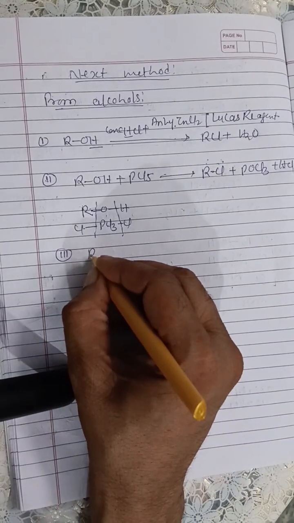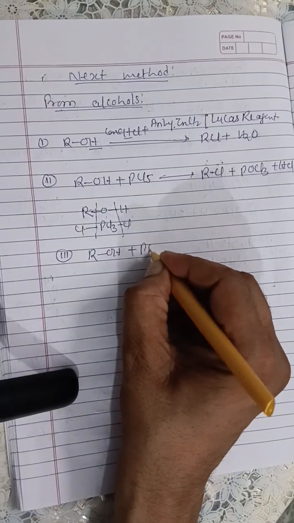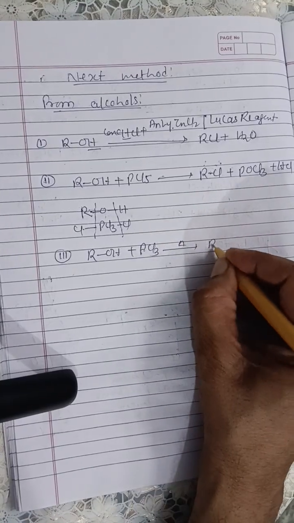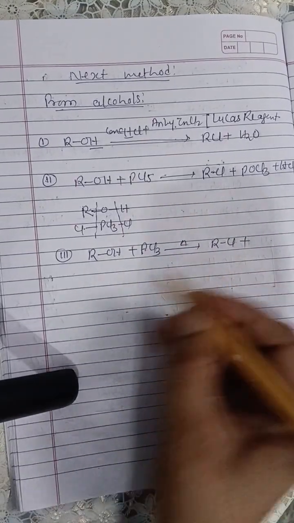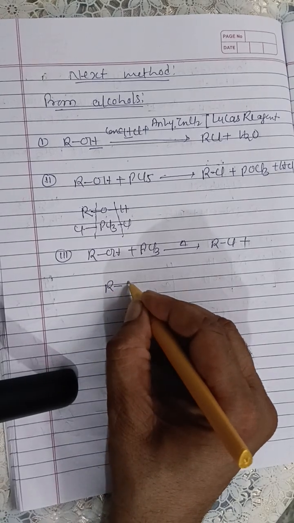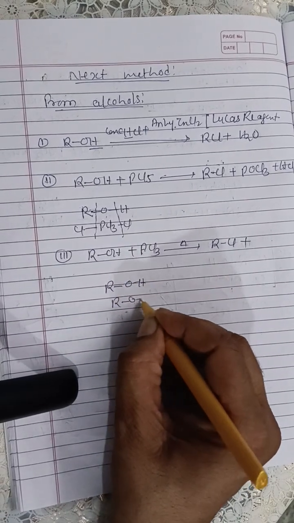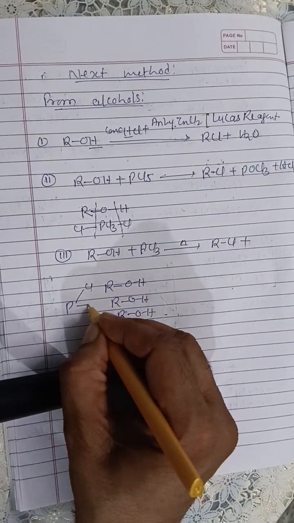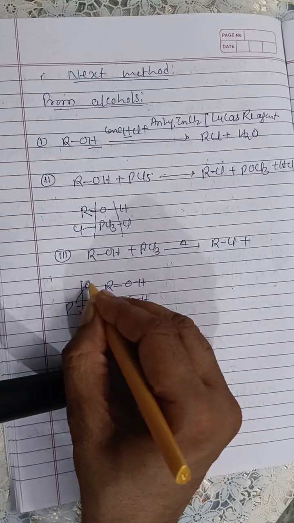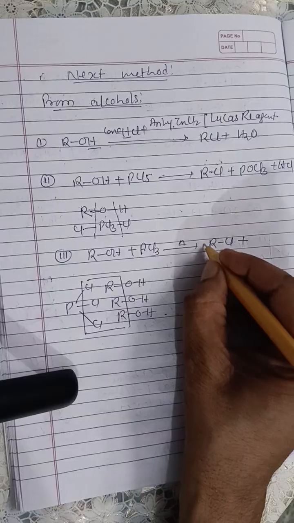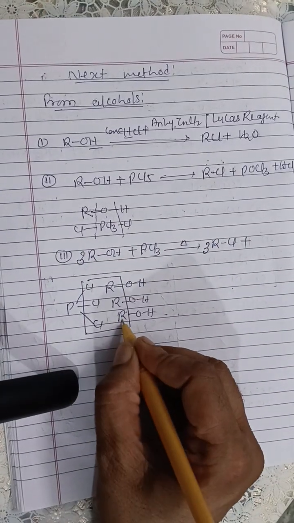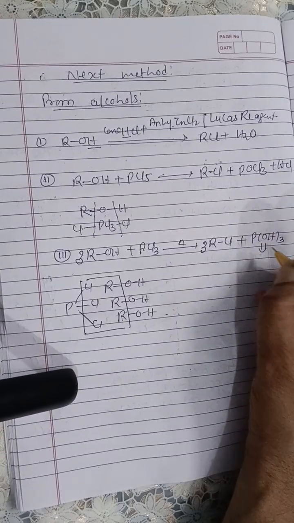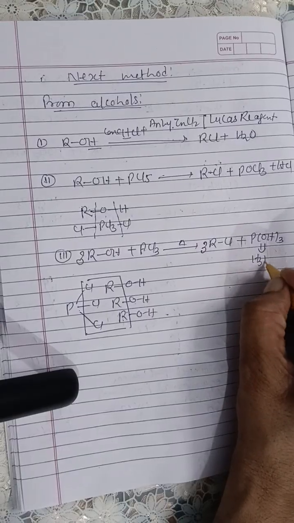Third is ROH plus PCl3 to give RCl plus... Now see, we are taking 3 molecules of alcohol here and 1 molecule of PCl3 to form 3 molecules of alkyl chloride and 1 molecule of P(OH)3. This is also called H3PO3.